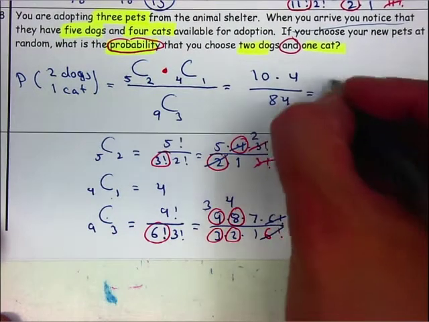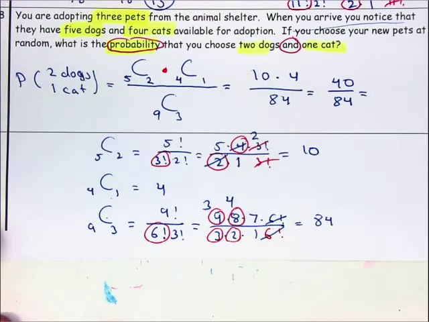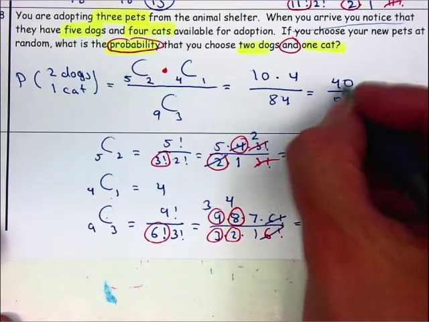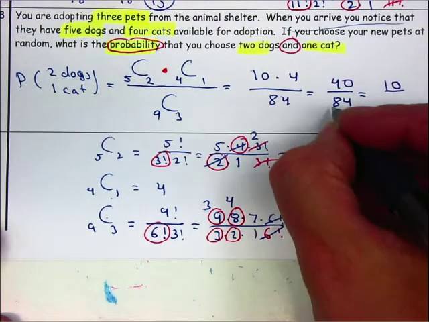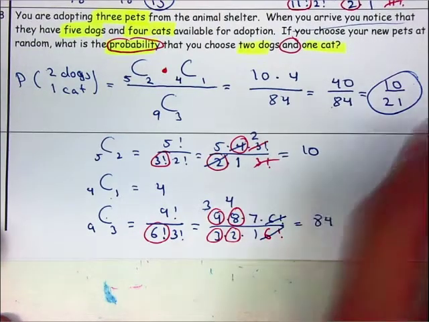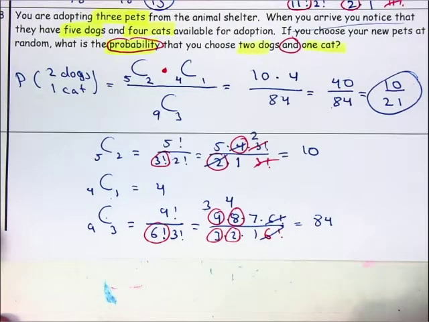So that gives me 40 divided by 84. And I'm going to simplify, so it gives me, let's see, it should be divisible by 4. So 10 divided by 21. And that'll be my answer. So this will be just slightly less than 50%.